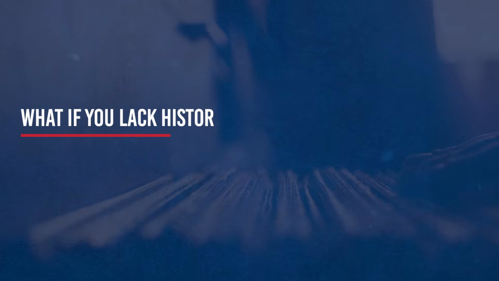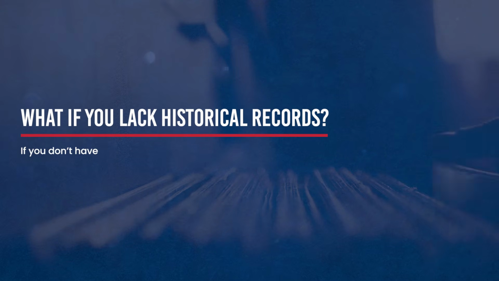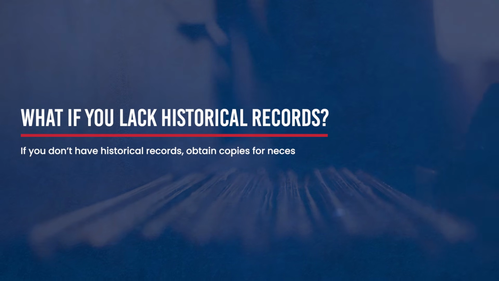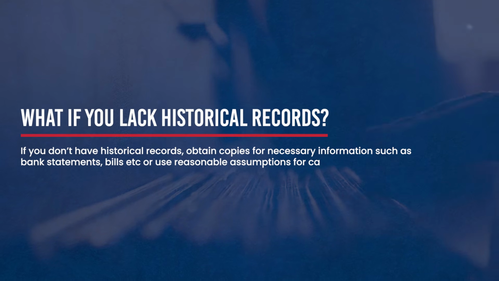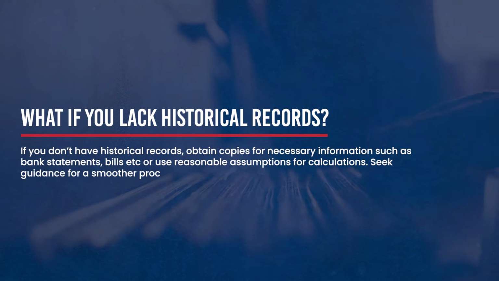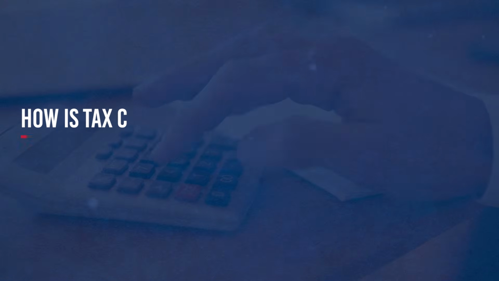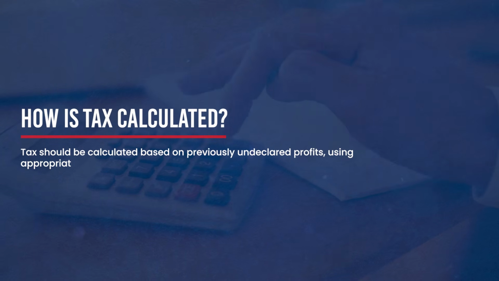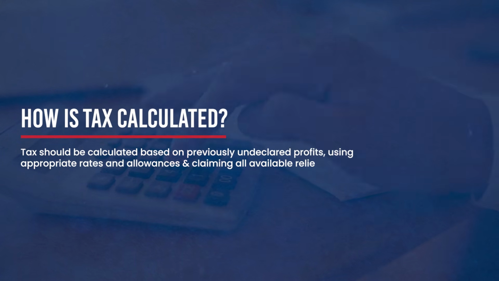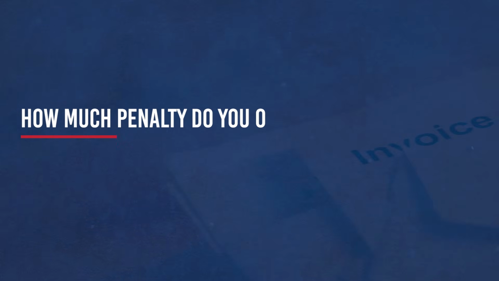What if you lack historical records? If you don't have historical records, obtain copies for necessary information such as bank statements, bills, etc., or use reasonable assumptions for calculations. Seek guidance for a smoother process. How is tax calculated? Tax should be calculated based on previously undeclared profits, using appropriate rates and allowances, and claiming all available reliefs. How much penalty do you owe?